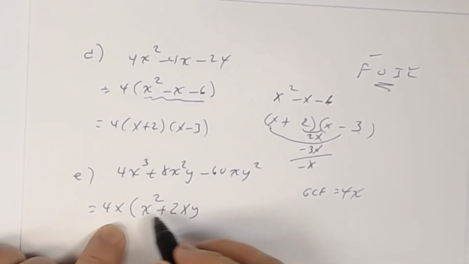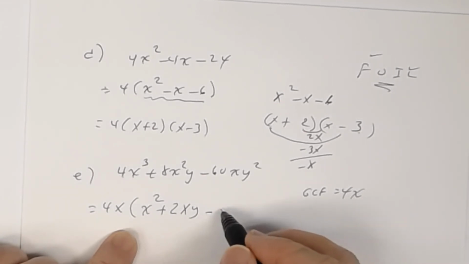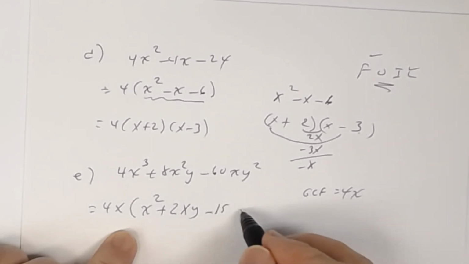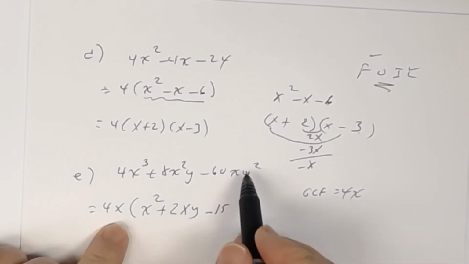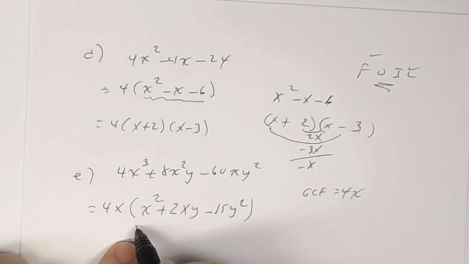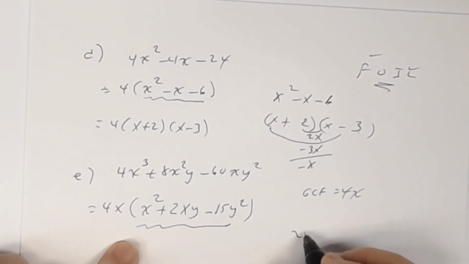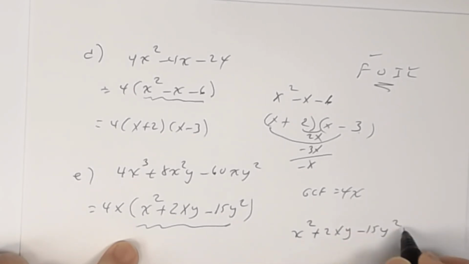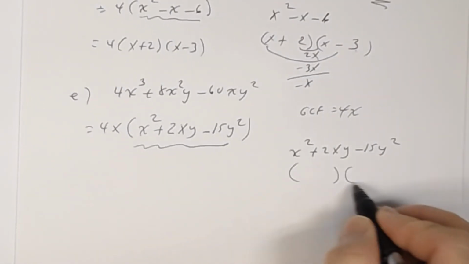8 times x times x is x squared. And then you have y. And then minus, and then here, that's going to be 15, minus 15, because 4 times 15 is 60. I've already factored out the x, so I'm going to leave a y squared there. Okay? Now, remember, you cannot say you're done. You got to look at this trinomial and see if you can factor this further. And you notice that you can factor this further.